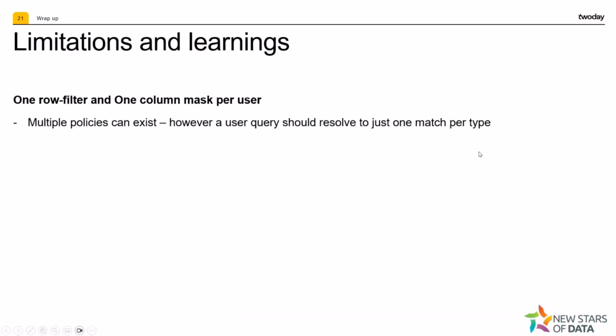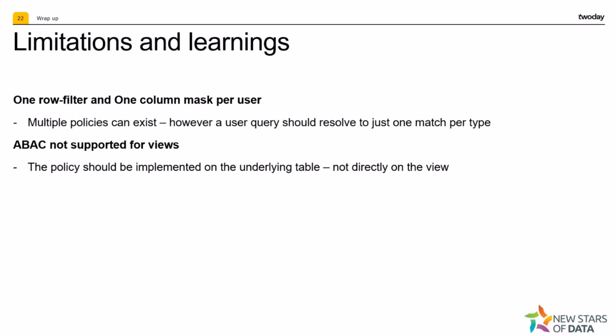All right. So a couple of learnings here, and one of them is actually what we just stumbled into in the last part of the demo, is that you can have one row filter and one column mask per user. So you can actually apply all the policies you want. The important part here is you can only match one per query. So people can basically only be filtered in one way on either direction. So you can have one row filter and one column mask. You can't dual mask the same column basically, and you can't dual filter the same row.